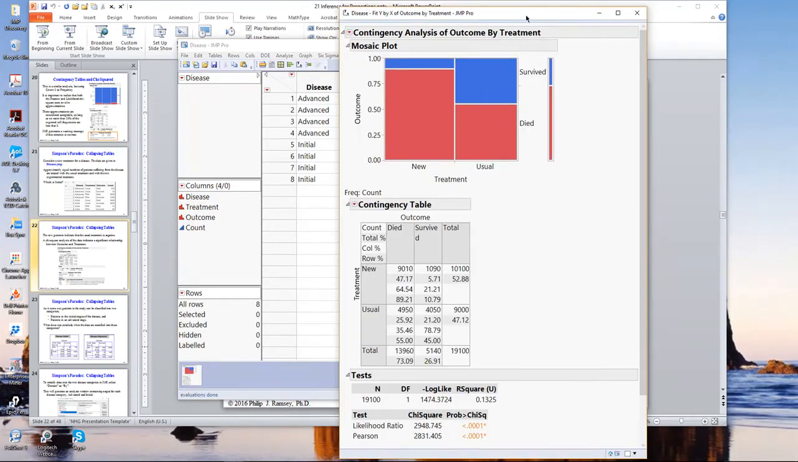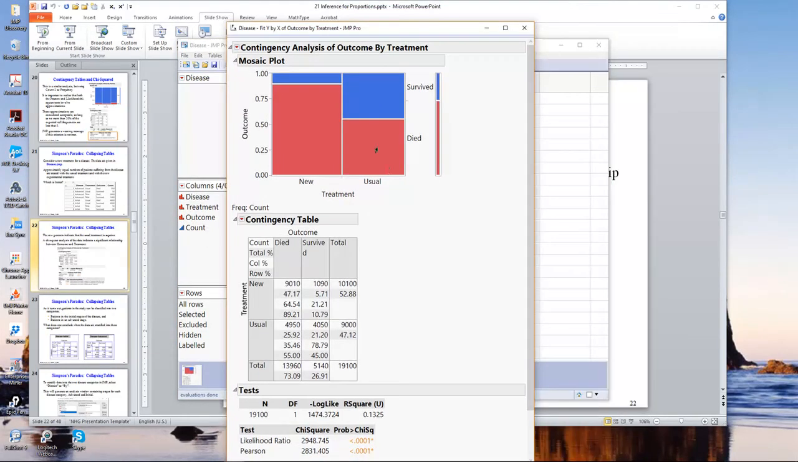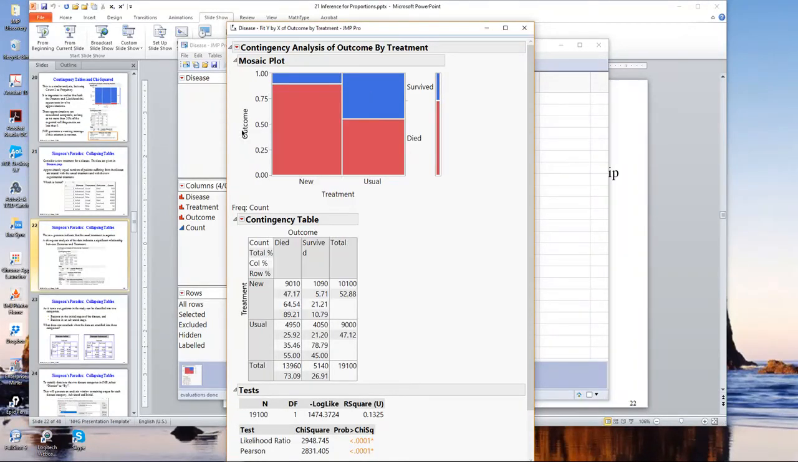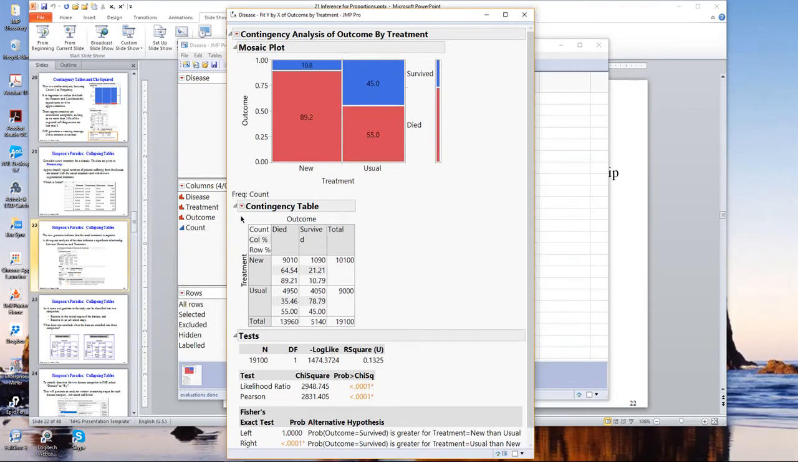Okay. So notice just from the mosaic plot, I'm going to go ahead and label these as show percents. So from these, it would appear that you'd much rather have the current or usual treatment because only 55% died. Again, I'm going to simplify the contingency table display.